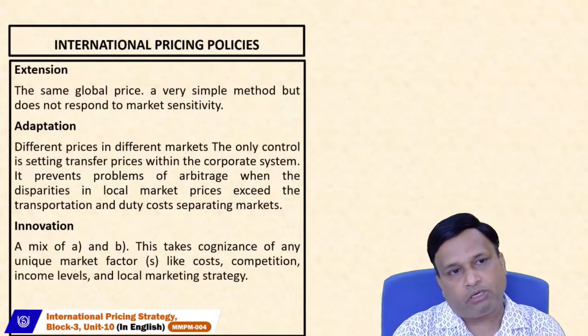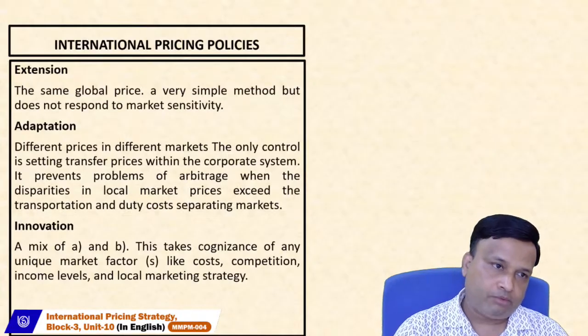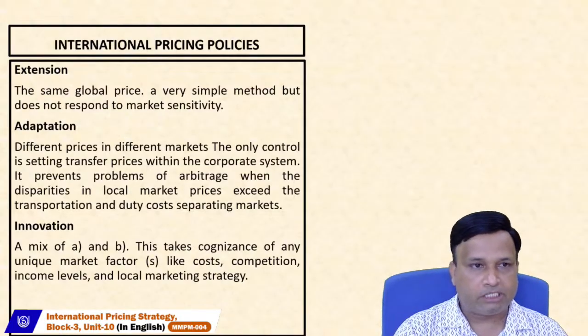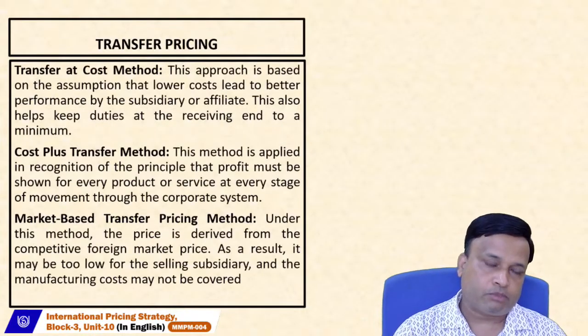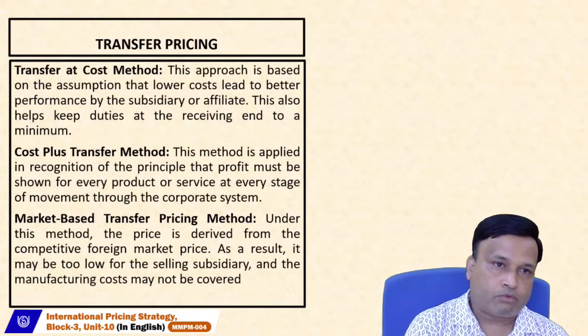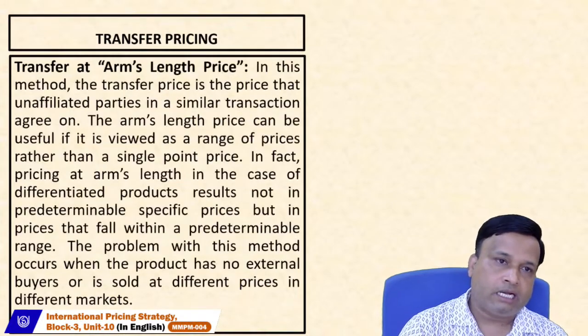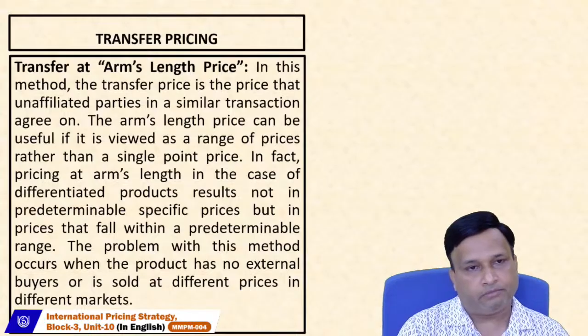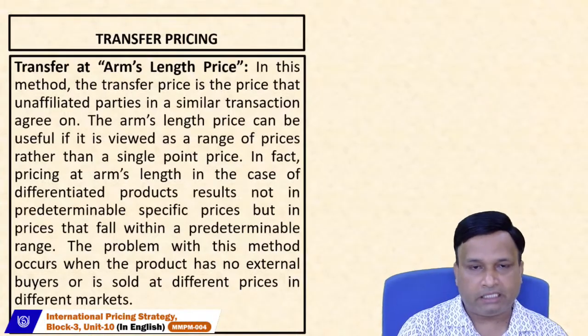In international pricing policy, you can go for extension, adaptation, or innovation. If you are extending the price, that is extension. If you are going for a new price altogether for a different country, that is adaptation and innovation. When you talk about transfer pricing, you talk about the transfer of cost method, cost-plus transfer methods, market-based transfer methods, and arm's length pricing. So this is the discussion as far as pricing is concerned.